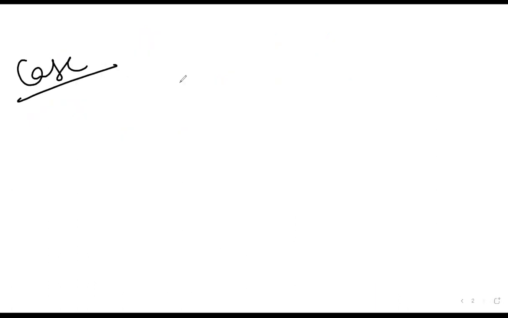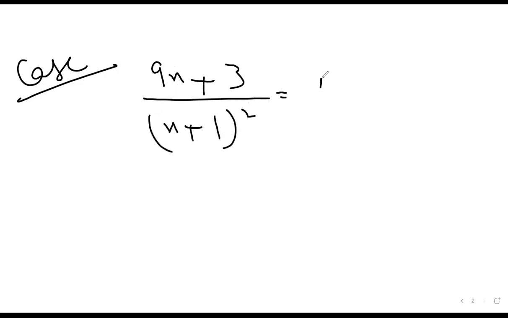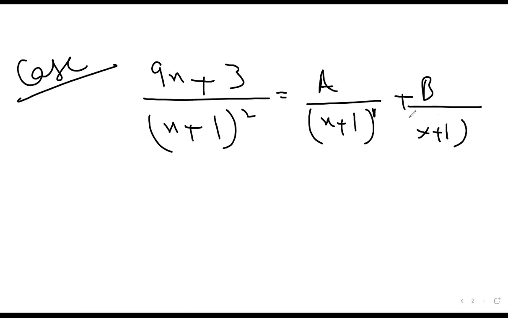when the denominator has a repeated linear factor, like (9x plus 3) upon (x plus 1) having power 2. Then the partial fraction format will be a upon (x plus 1) with a linear power, and the second unknown b upon (x plus 1) having power 2.